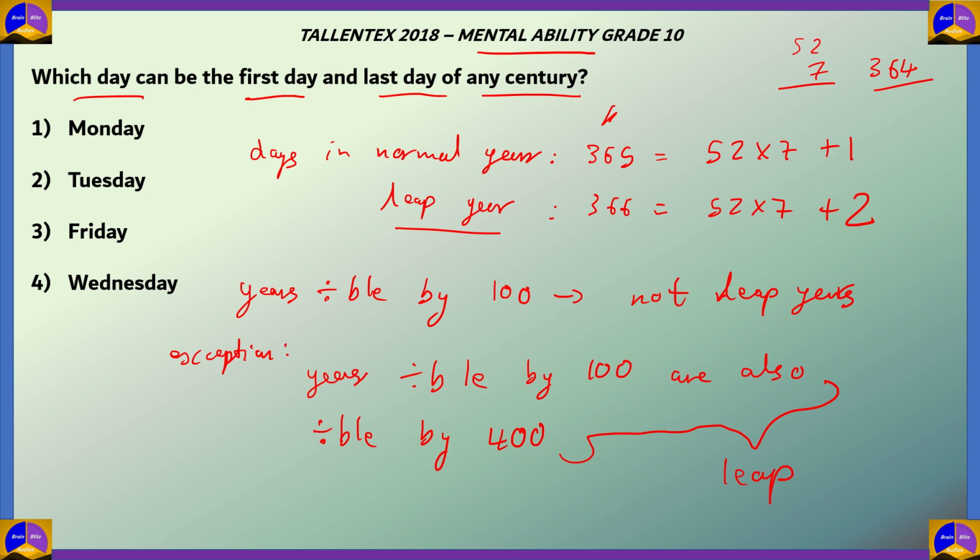Now, we will need to check out patterns across centuries. So when we consider the first century, the century starts with a Monday.